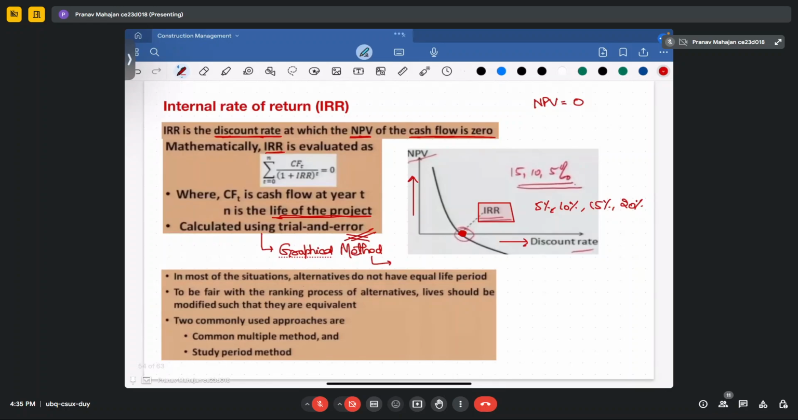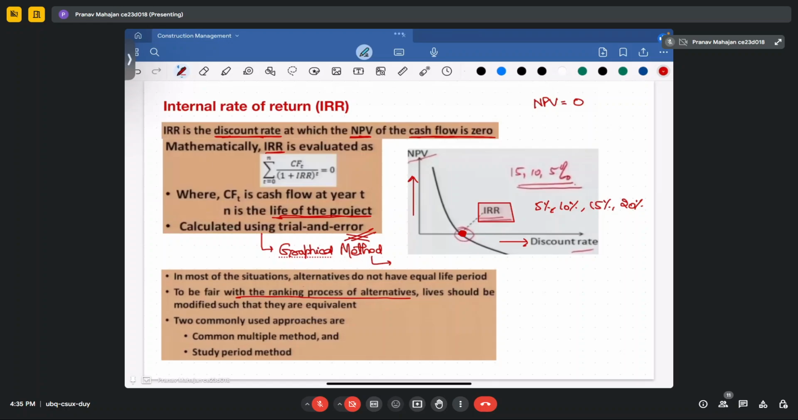So in most of the situations we have seen till now, the alternatives have equal life periods. Whenever we have taken examples of equipment, we have assumed the total life is equal for both cases, and then looked at the return on investment from that equipment. But in real time, each machine has a different life period. They work differently under different conditions. We have to be fair with the ranking process of the alternatives, so the lives should be modified such that they are equivalent.